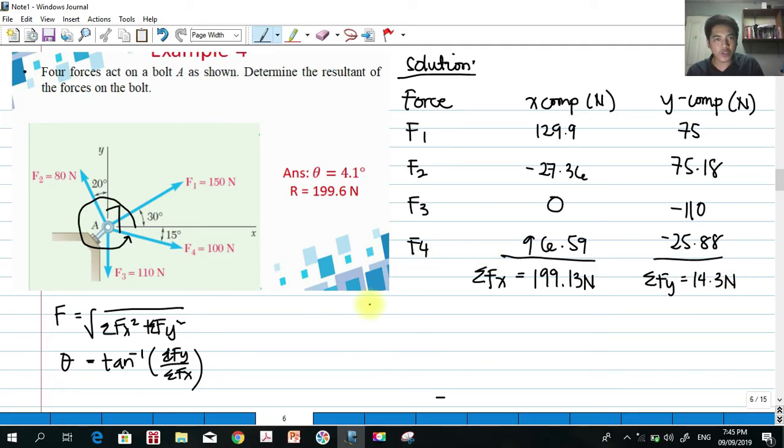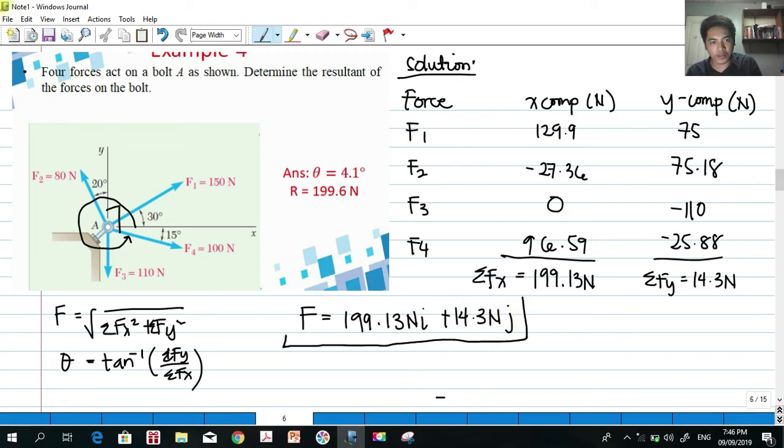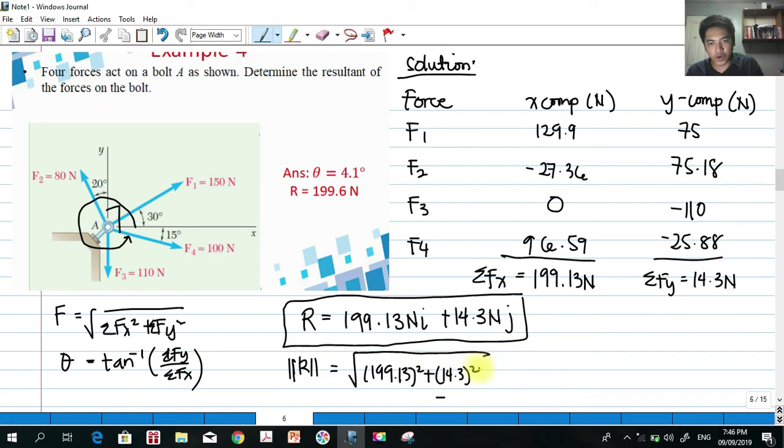If we wish to get the resultant force, this is simply 199.13 newtons i, the vector component in terms of x, plus 14.3 newtons j. These are the vector components. How about the resultant? This is denoted by R. The magnitude, denoted by two parallel lines, of the resultant is simply the square root of the square of the x component plus the square of the y component. This should result to 199.6 newtons. And don't forget the direction.